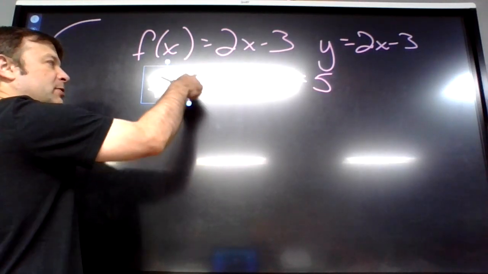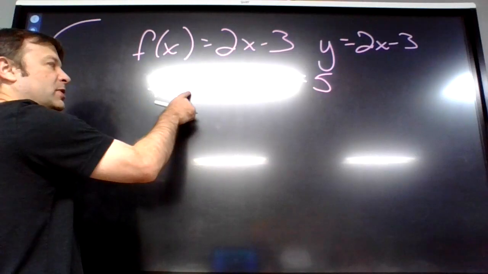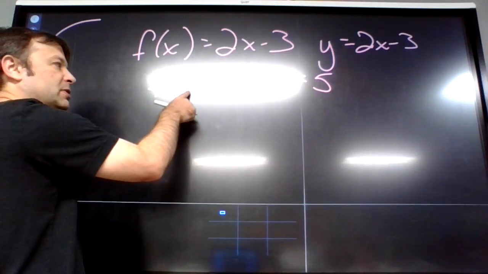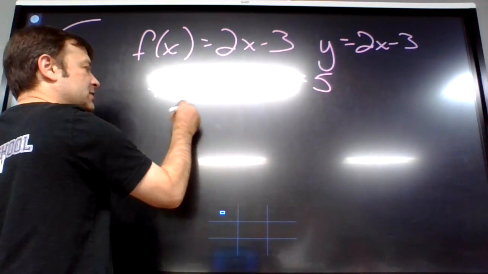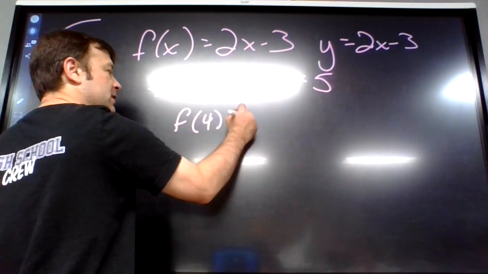Okay, we're not really doing anything over here. This is just like the question. Like, what's f of 4? I got the question. So you plug in 4 for x and then it's 5. So f of 4 equals 5.